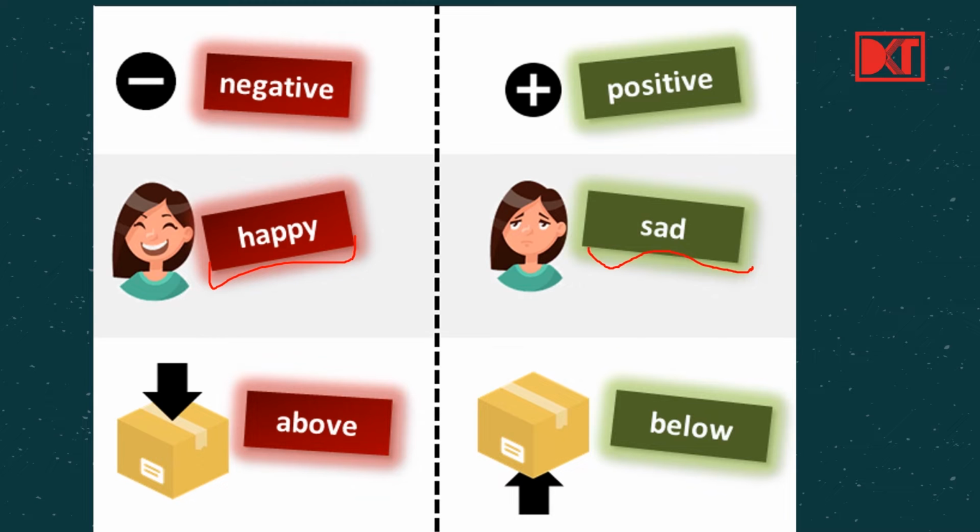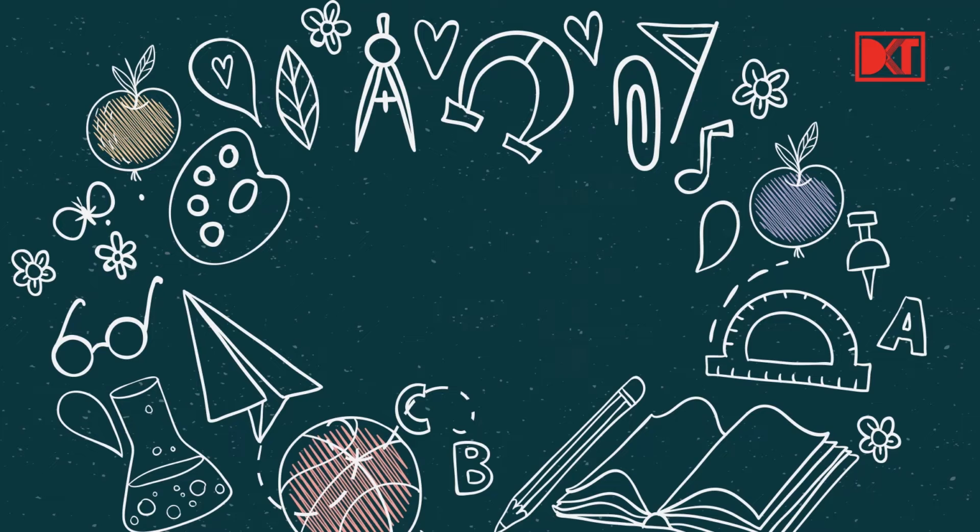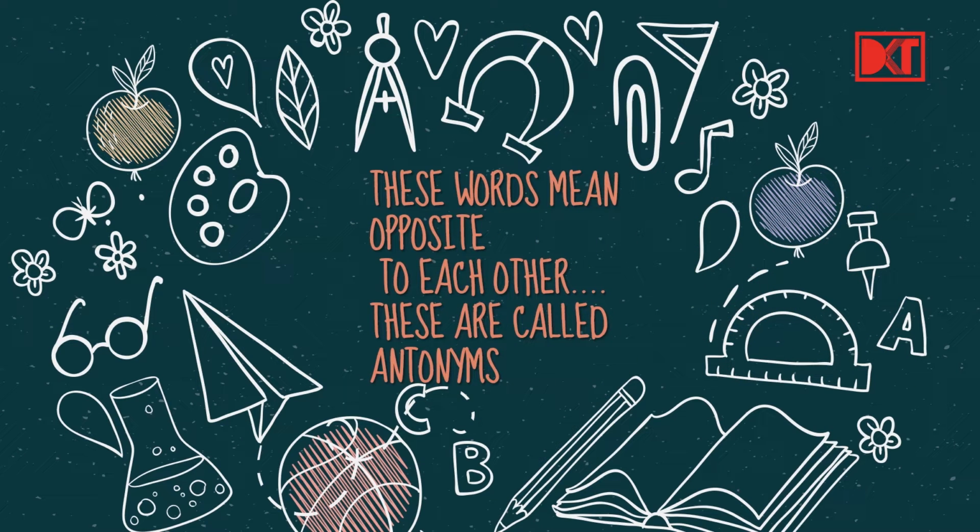But what is happening here? Here you see negative and positive. You see happy and sad. You see above and below. Now here if you can notice, all these words are opposite to each other. These words mean exactly the opposite. So the words which mean opposite to each other, they are called antonyms.